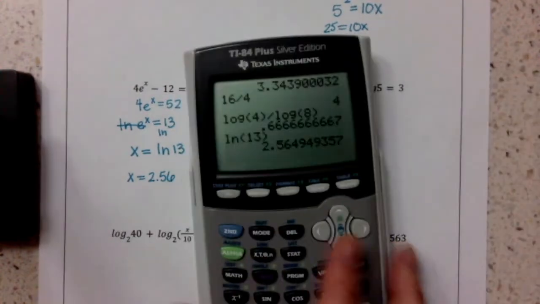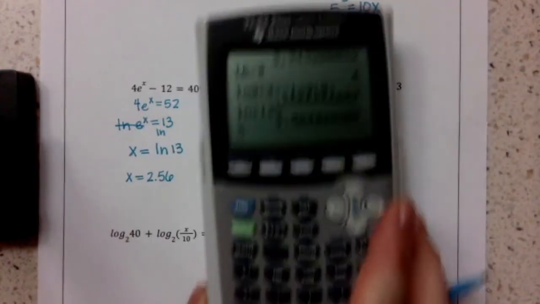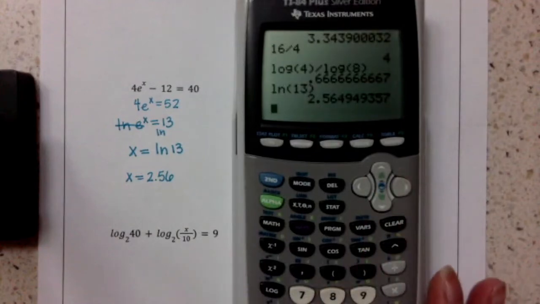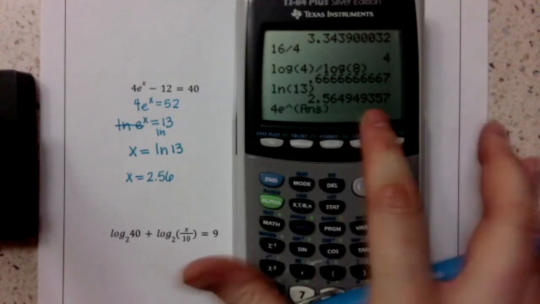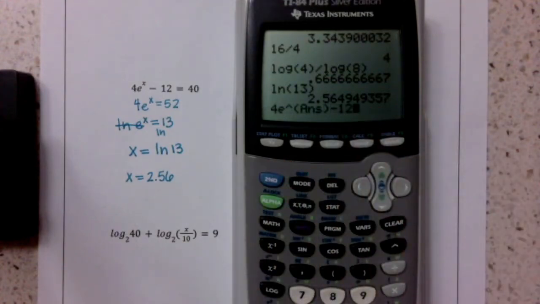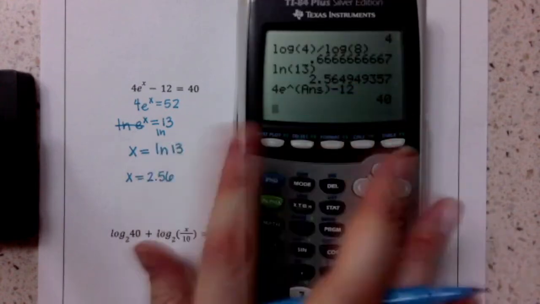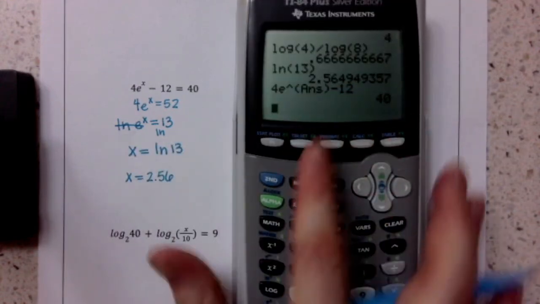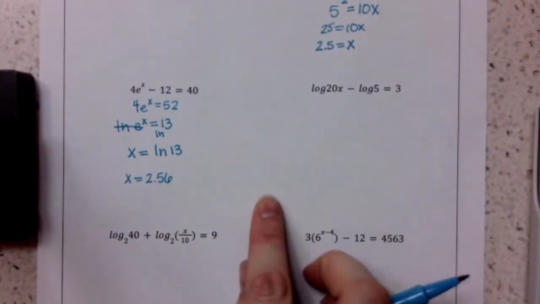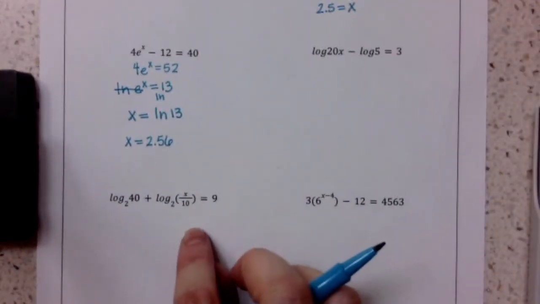And remember, if you're ever worried about your answers, you can always plug them back in and double check your work. So I can type in 4e to that decimal minus 12, and that should give me 40, and it does. So whenever you're solving, if you're like, oh, I don't know if I made a mistake, just type it in, and then you can see if your answers match.